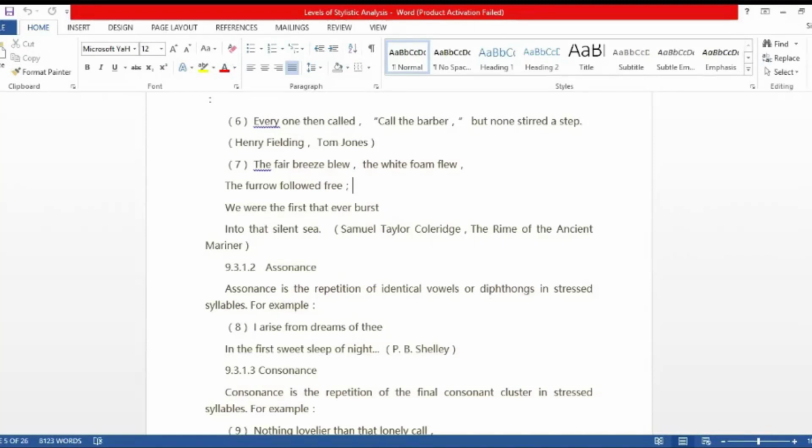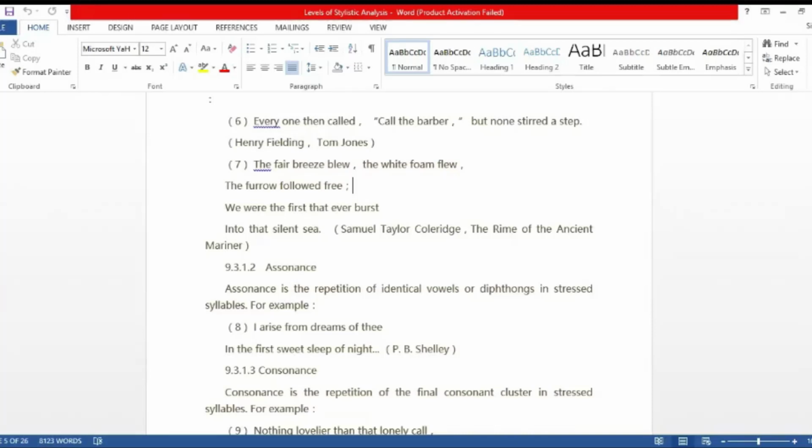And when you imagine white foam on the surface of the sea, how harsh can it fly? It will be moving, it will be flying gently. And the furrow of the ship that is falling, going smoothly, freely. And then we were. The word burst is slightly, I would say, a bit intense, and in sound it is emphatic. But if you look at the rest, into that silent sea, samandar jo hai, ऊपर सुकून है, it is calm, it is serene, everything is going smoothly and gently.